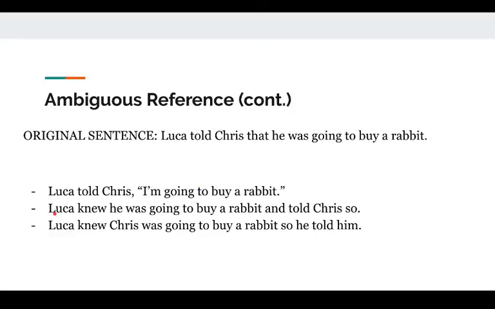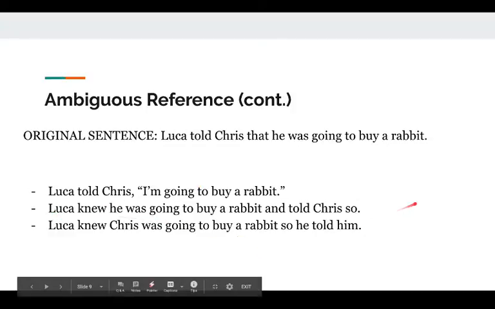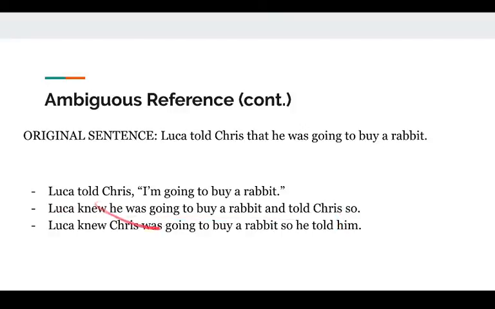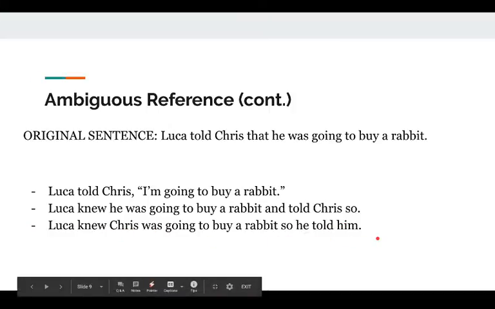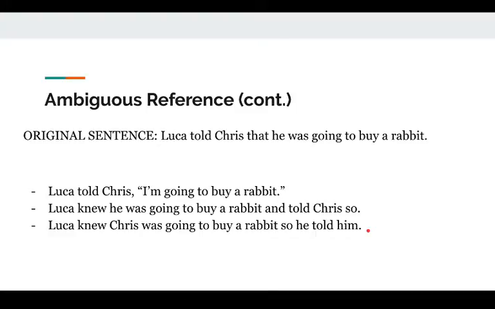In the second sentence, we have Luca knew he was going to buy a rabbit and told Chris so. So Luca knew he was going to buy the rabbit, so Luca is buying the rabbit and he's telling Chris that Luca is buying the rabbit. And in this third sentence, we have Luca knew Chris was going to buy a rabbit, so he told him. So what's happening is that instead of Luca buying the rabbit, here Luca knows that Chris is going to buy the rabbit, so Luca told Chris, which doesn't exactly make sense when you really think about it, but in terms of the grammar of the sentence, it's very clear who the him is referring to and who is buying the rabbit.